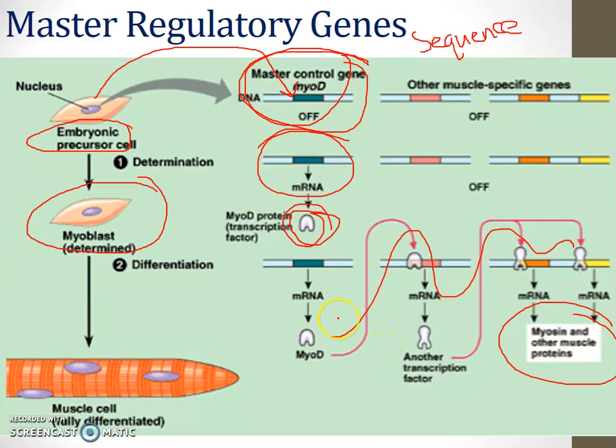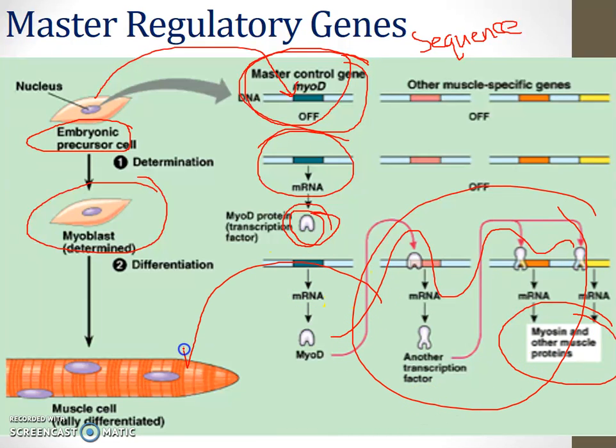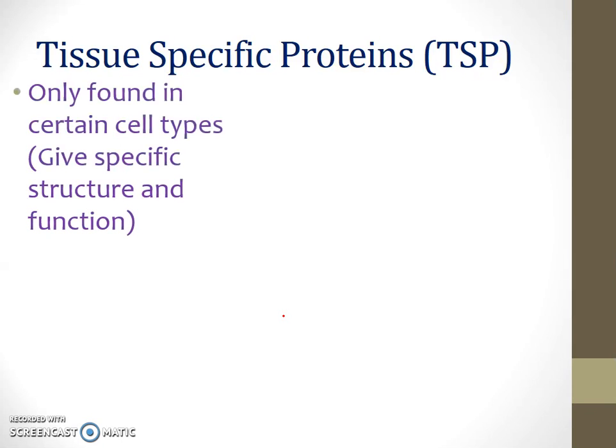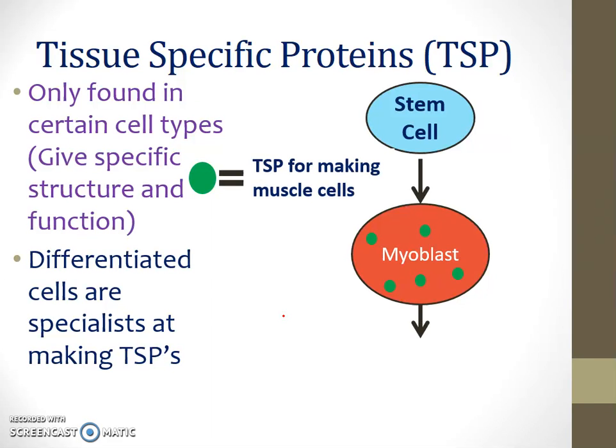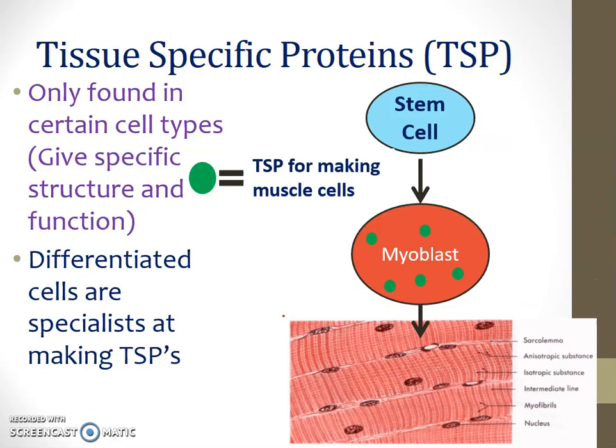And so now once that happens, more proteins will be produced, as you can see in this part of the picture, like myosin and actin, for example. As those proteins accumulate, that cell right here will develop into a muscle cell. And so that is really how master control genes work. And tissue-specific proteins are only found in specific types of cells. So for example, if it was a muscle cell, as these proteins accumulate, that cell will specialize and become a muscle cell.